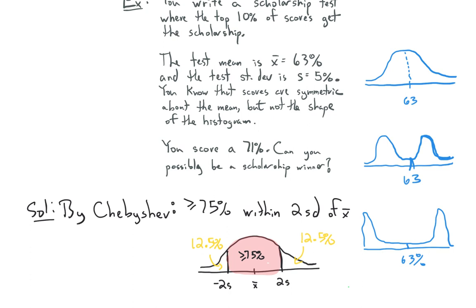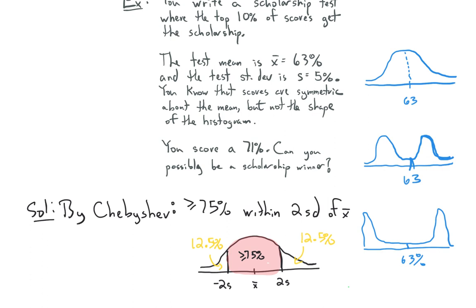So 12.5% of the data is above 2 standard deviations from the mean, and 12.5% of the data is below 2 standard deviations from the mean. And we know that because we're told that for this particular distribution, scores are symmetric about the mean. If you don't know that, you can't say it's split up evenly. But we do know that.